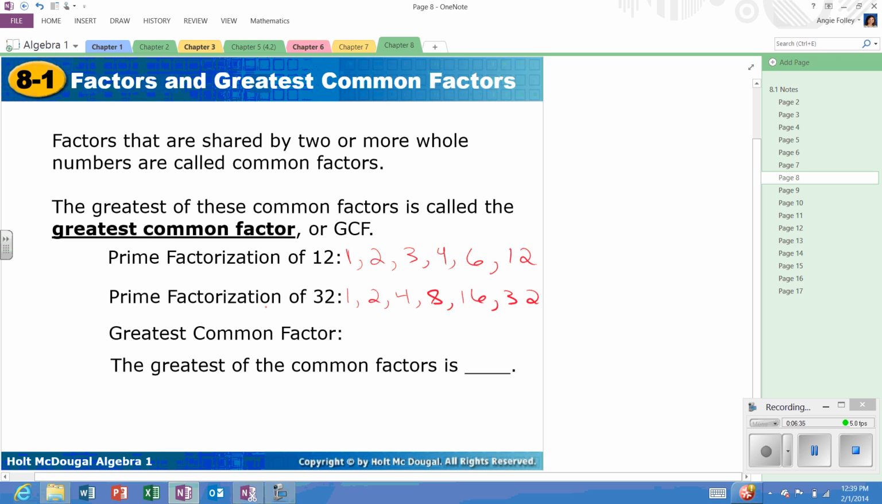So the greatest common factor is the biggest one they have in common. Well, the ones they have in common are 1, 2, and 4. The biggest number, of course, is this 4. So the greatest common factor of 12 and 32 is 4.